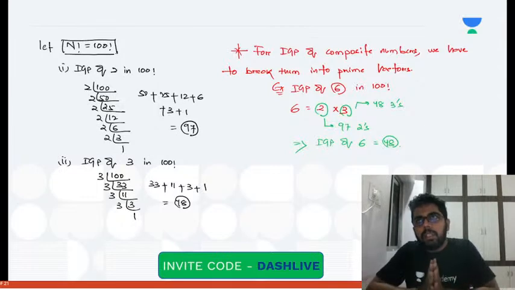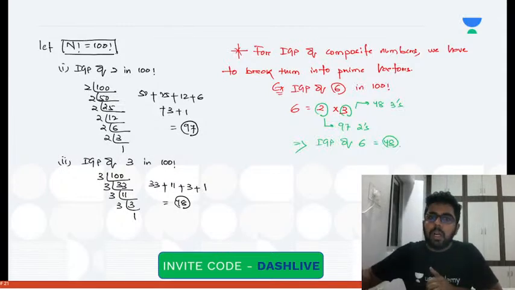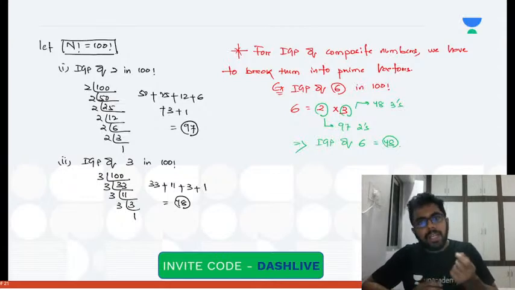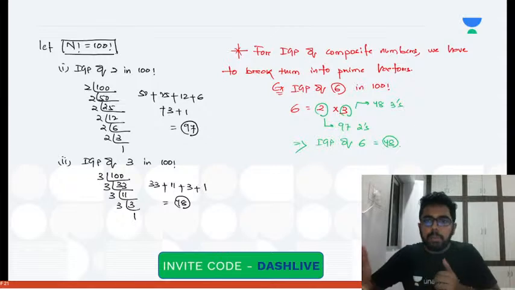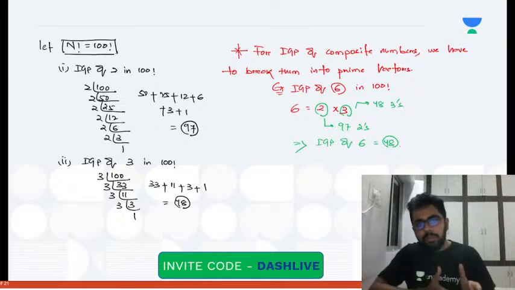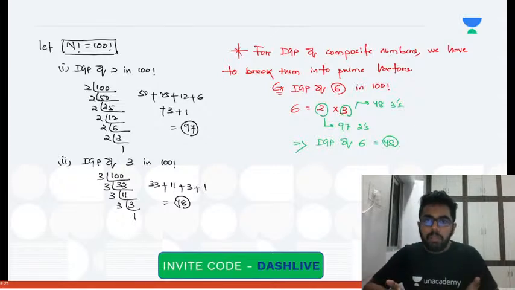Think of it in this way: there are 100 people, but there are only 50 caps. So how many people can wear a cap? Only 50 people. Doesn't matter how many extra people you have. The number of caps is the limiter in this. Even if I have 100 people, because there are only 50 caps, only 50 people can wear a cap. So it's a similar logic.